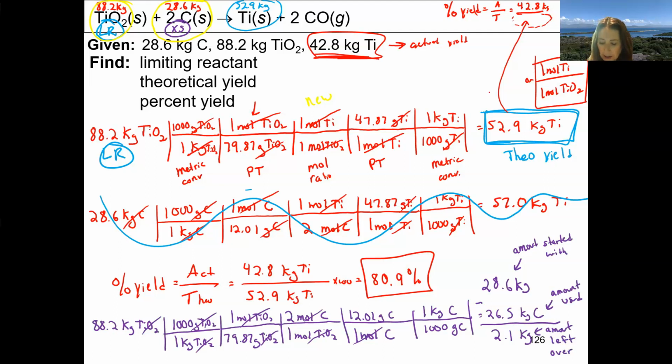If they ever ask you how much excess reactant is left over, this is how you do it. So again, how did I figure out the amount of excess reactant left over? I figured out my limiting reactant. Then I said, if I use all of my limiting reactant, how much of my extra reactant will I have left over? So you react the two of those together, which is this mole ratio right here. That tells you how much we actually used. To figure out how much is left over, you take the amount you started with minus the amount you used, and that gives us the amount left over.